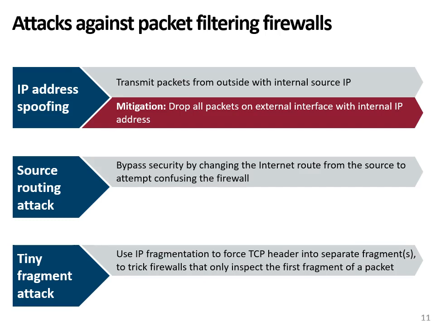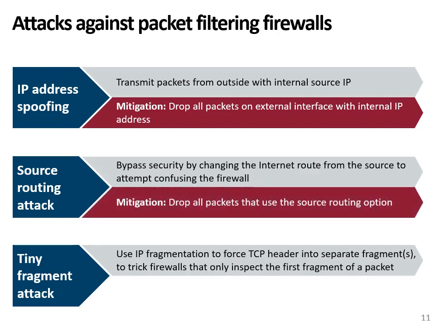The second one is a source routing attack. Source routing information can be added to IP packets to tell the network, for example the internet, how to route packets from the source to the destination as hints. This could be used by an attacker to confuse the firewall into thinking the packet comes from somewhere else. This can also be mitigated by dropping packets that use this source routing option in the IP header.